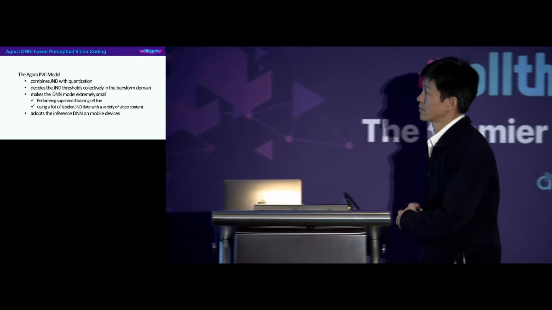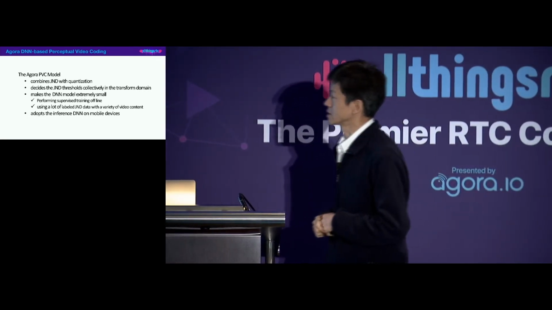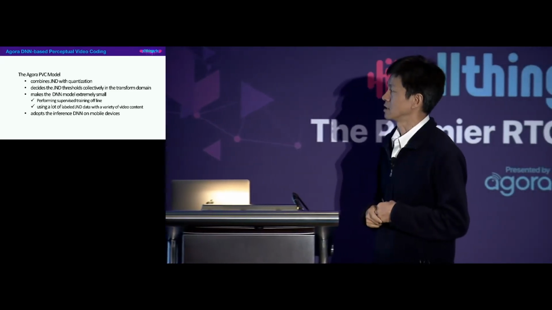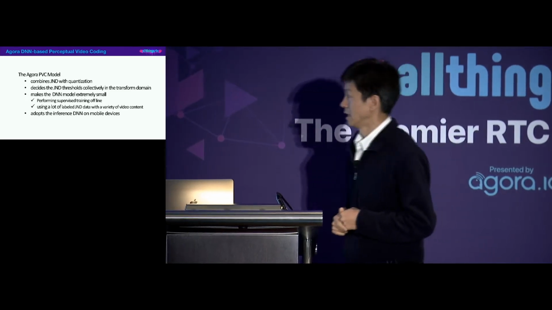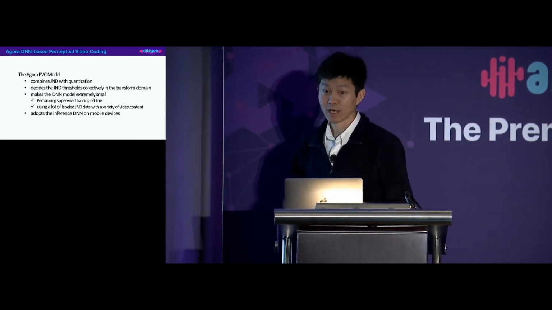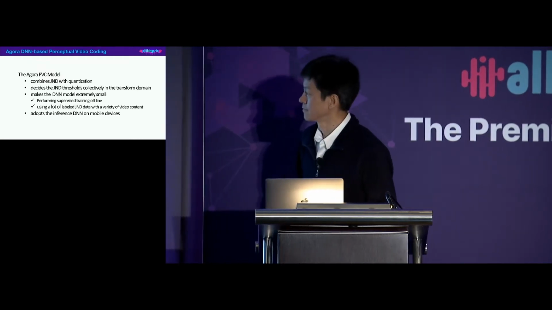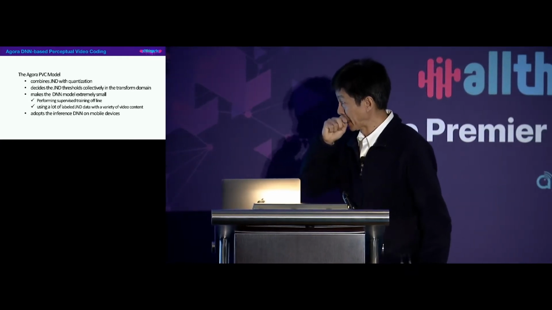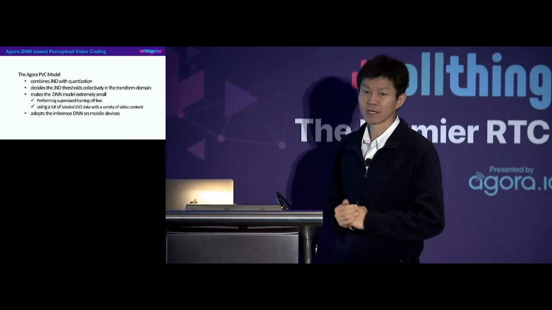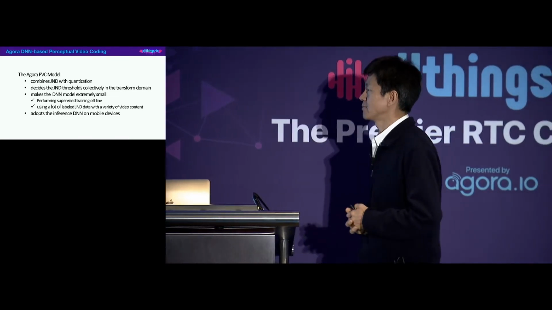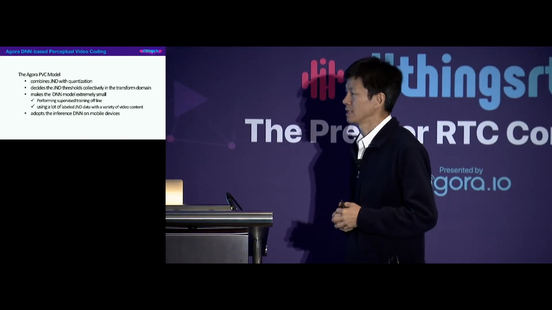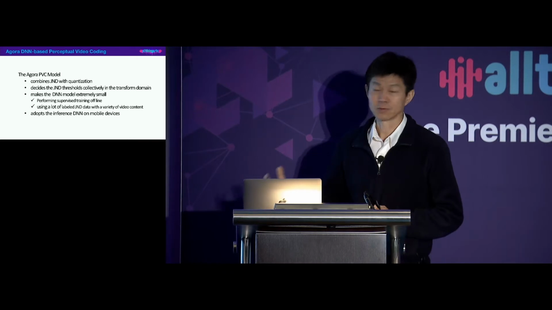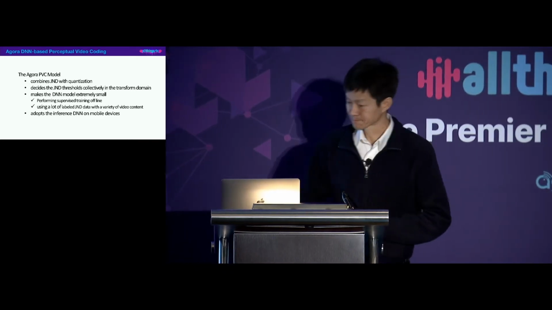In the Agora PVC model, we combine the JND with the encoding quantization loss. And also we decide the JND thresholds collectively in the transform domain. And meanwhile, again, we have to make the model extremely small so that it can be executed in real time on mobile devices. So we performed the supervised learning offline using a lot of labeled JND data as training. Finally, after it's trained, we adopt the inference DNN model on mobile devices.